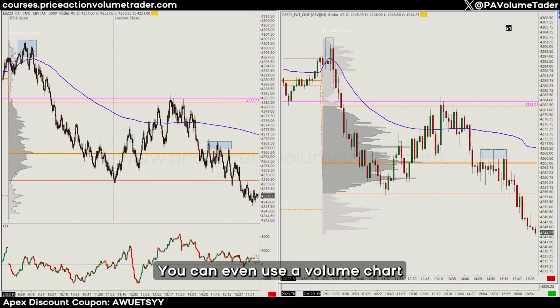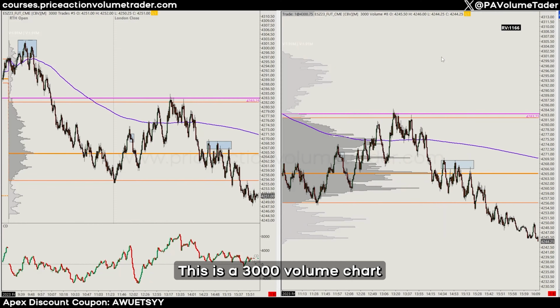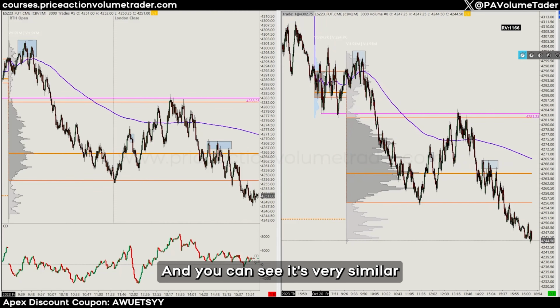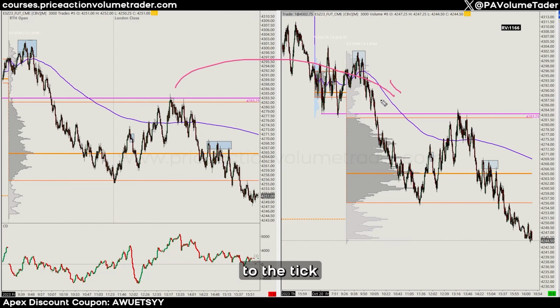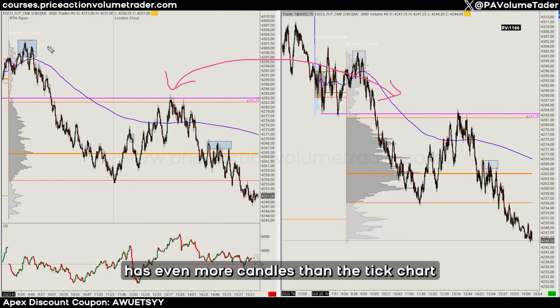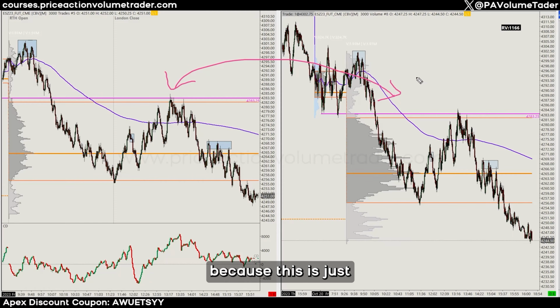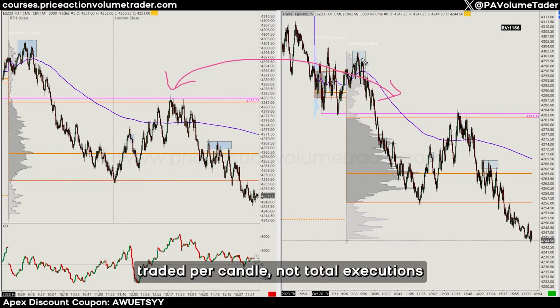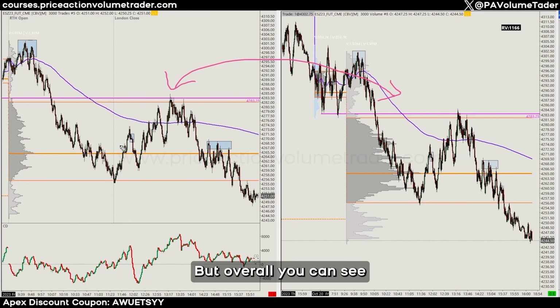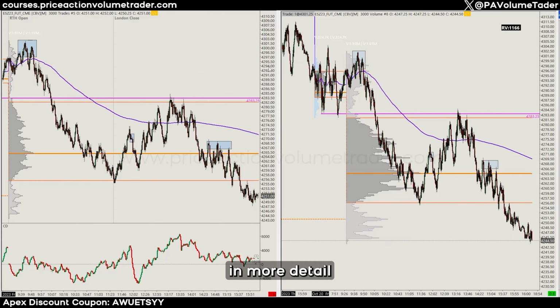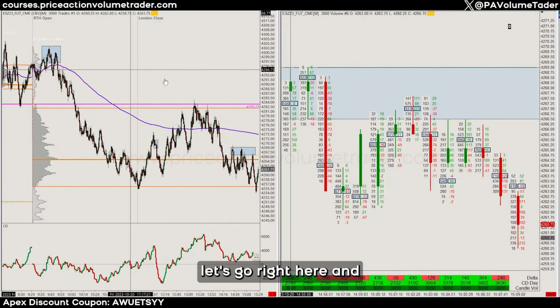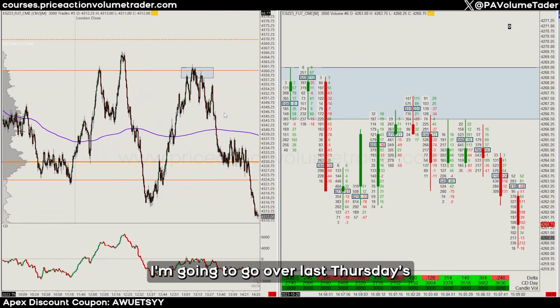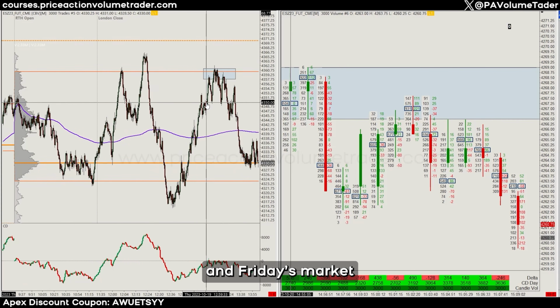You can even use a volume chart. This is a 3000 volume chart, and you can see it's very similar to the tick chart, but the volume chart actually has even more candles, because this is just measuring total volume traded per candle, not total executions. But overall, you can see both of these are very good if you want to look at things in more detail. Okay, so let's go right here, and I'm going to go over last Thursday's and Friday's market.